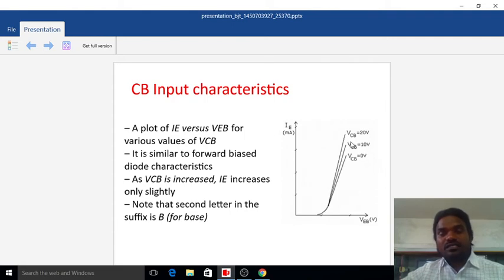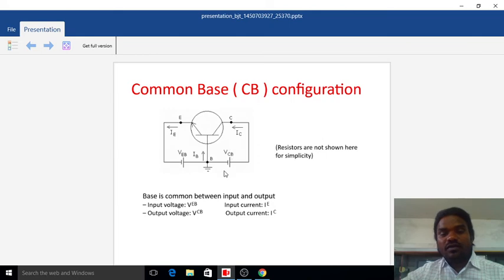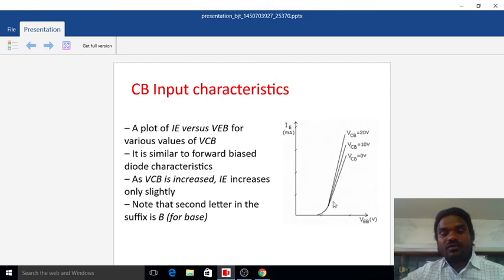From the input characteristics, we can get the effect of output voltage on the input side. It is a plot between input current and input voltage. Input current is IE and input voltage is VEB for various values of VCB. Whenever VCB, which is nothing but the output voltage, is 0, there is no effect of VCB on the input side, so it simply acts as a PN junction diode. It is connected in forward bias, so at 0.6 volts we can get the current, at VCB equal to 0 volts.